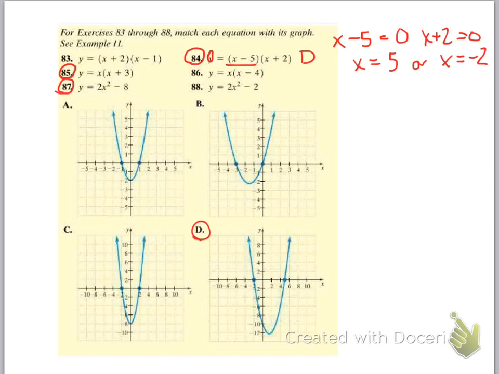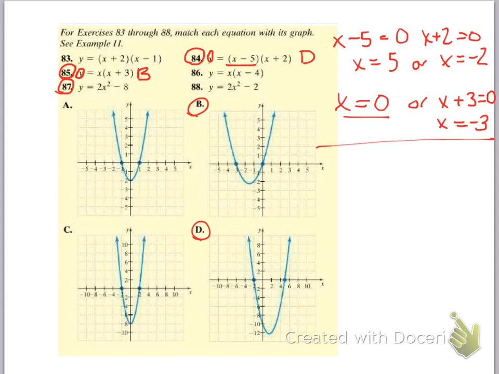85. Again, plug in a 0 for the y. Either x is going to equal 0 or x plus 3 is going to equal 0. So which graph has x-intercepts of 0 and negative 3? That's going to be B. The last one's a little tricky.